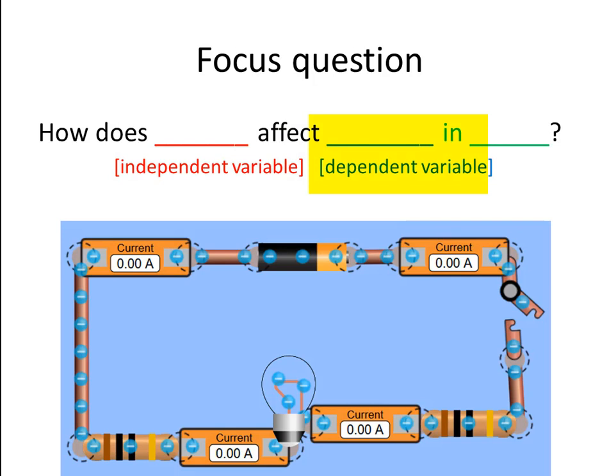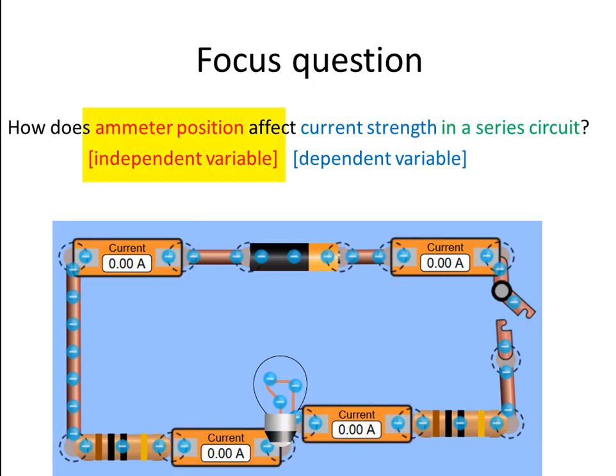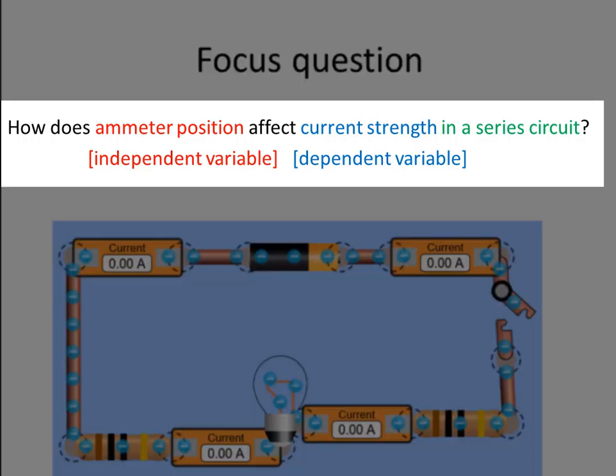And what are we trying to see whether that affects? The thing that is different between the ammeters is their position. So ammeter position is our independent variable, and we want to see whether we will get a different current strength reading at those different ammeter positions. So our question is, how does ammeter position affect current strength in a series circuit? Or we could say, how does ammeter position affect the current strength that we measure in a series circuit?